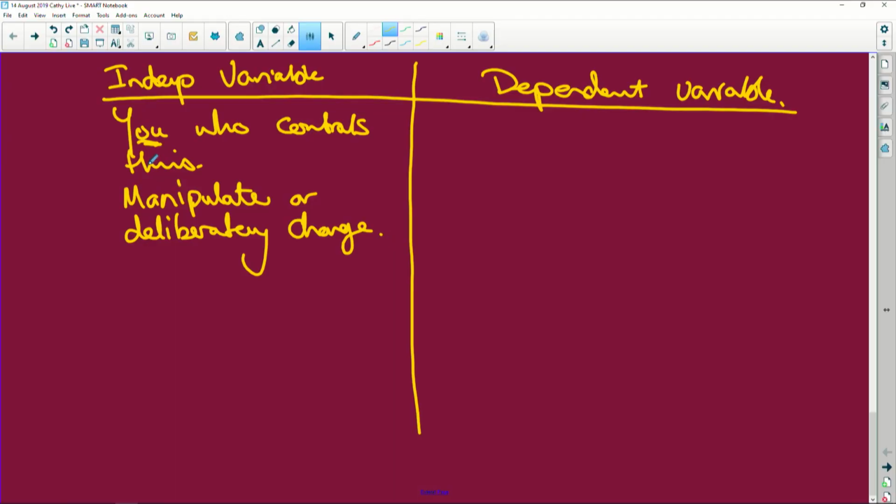So that is, she has controlled that. That's why it's the independent variable. So you control this as the investigator. You manipulate or deliberately change the variable. It is the focus of the investigation.